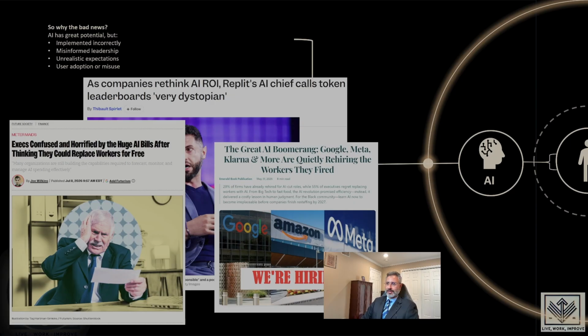So executives are now getting the bill, and they're realizing that AI costs a lot of money, and it's at this point probably difficult for many of them to measure the return on investment.